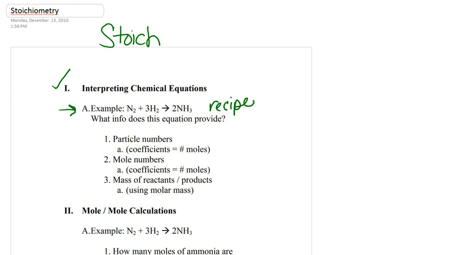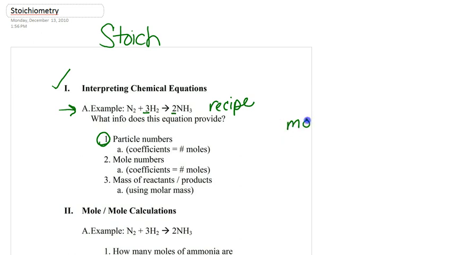So what information does this equation provide? Well, first off, it provides to me the particle numbers. So that means those coefficients will also tell me the number of moles. So when there is nothing in front, it's an understood 1. So it would mean 1 mole of nitrogen reacting with 3 moles of hydrogen to make 2 moles of ammonia.